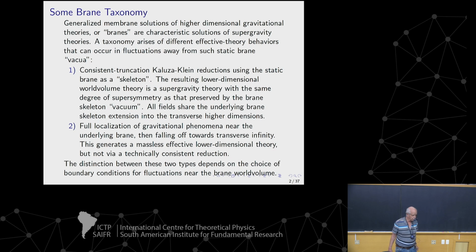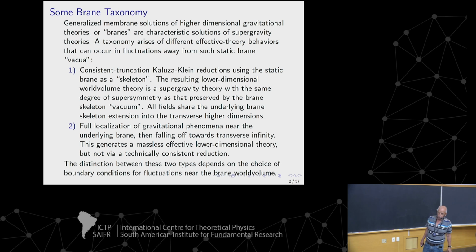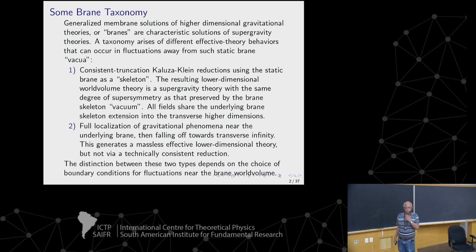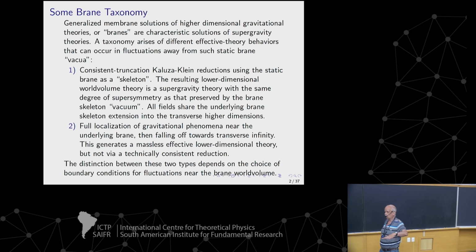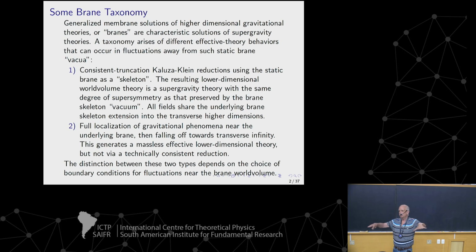So this is what we call a taxonomy. There are different types of boundary conditions. If you have a higher dimensional system, you have a background solution, which we're going to call a brane, a generalized membrane. So it's a solution of supergravity where there's some special subsurface, right? Where something more interesting than elsewhere happens, like a world volume. But it's only worth calling a world volume if something actually happens there.